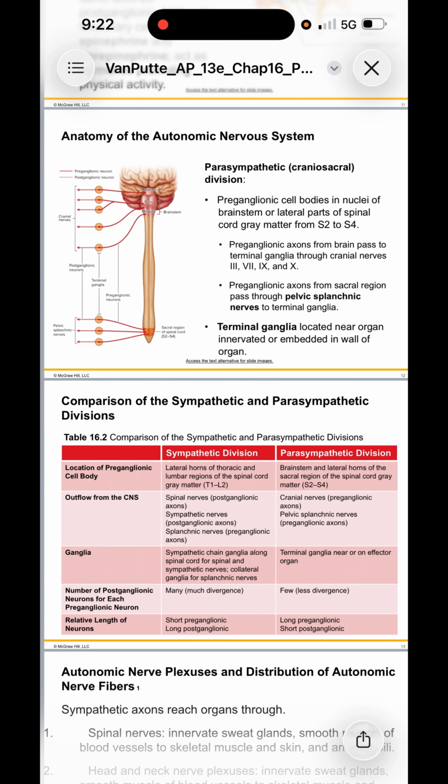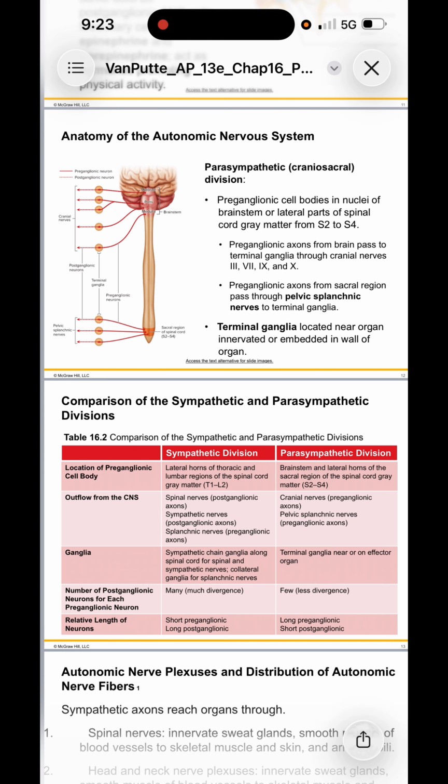Comparison of the sympathetic and parasympathetic divisions. Table 16.2, comparison of the sympathetic and parasympathetic divisions. Location of preganglionic cell body. Sympathetic division: lateral horns of thoracic and lumbar regions of the spinal cord gray matter, T1 through L2. Parasympathetic division: brainstem and lateral horns of the sacral region of the spinal cord gray matter, S2 through S4.